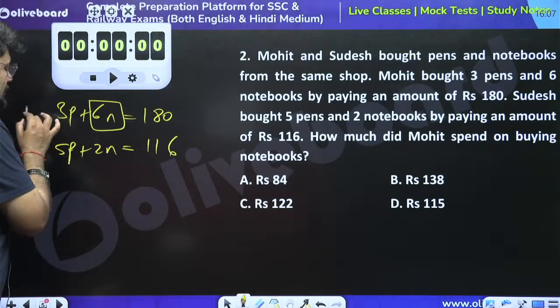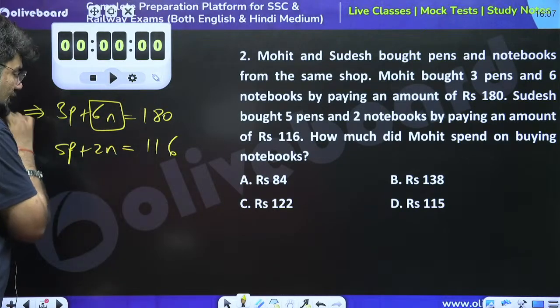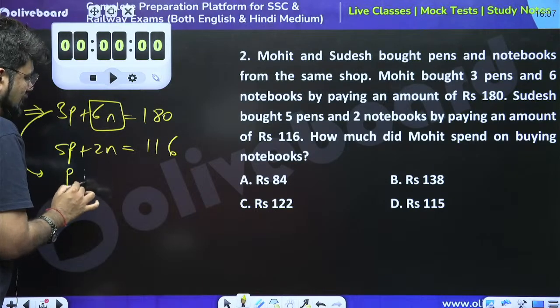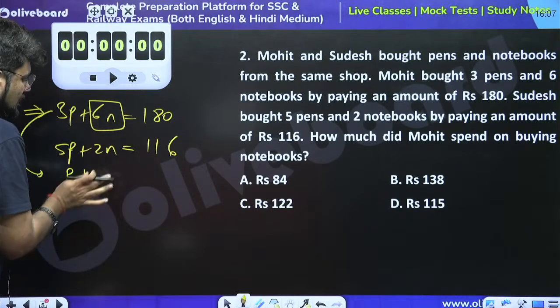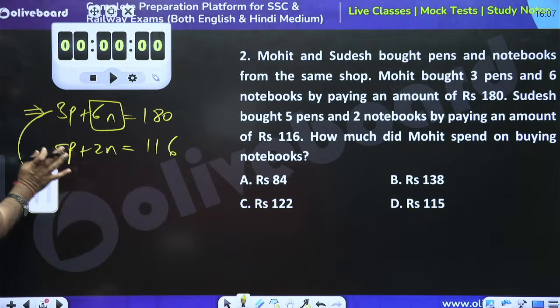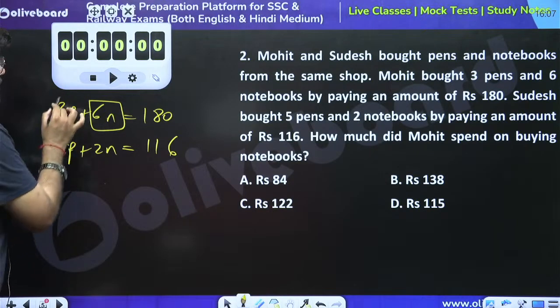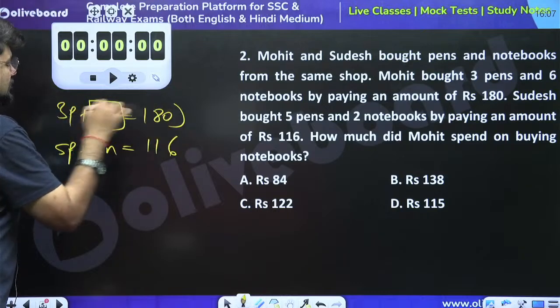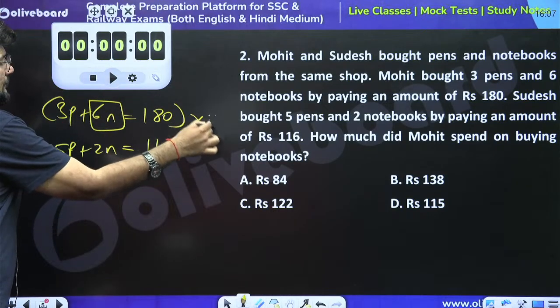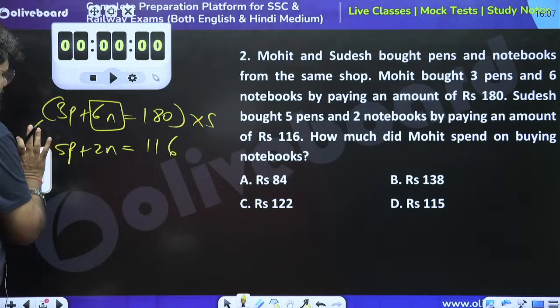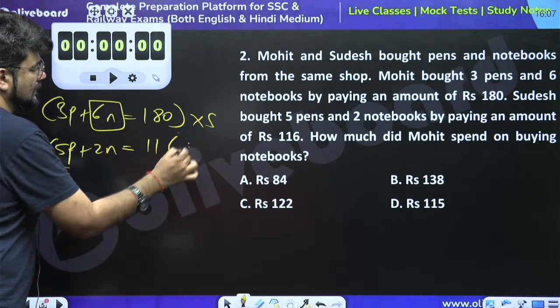What you can do here is, can you simply divide this by 3? Does that help you? Divide this equation by 3, you get p plus, no, but then that will eliminate the value of n. That will make the process slightly longer. We need to eliminate p here so that it becomes easy. So we'll multiply this by 5 and this by 3.